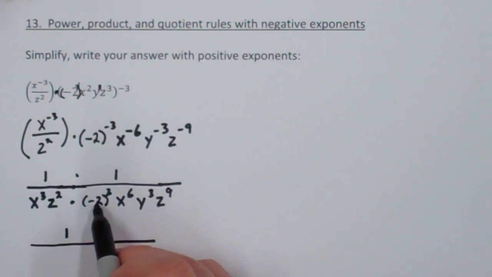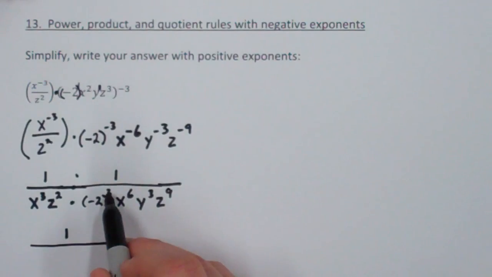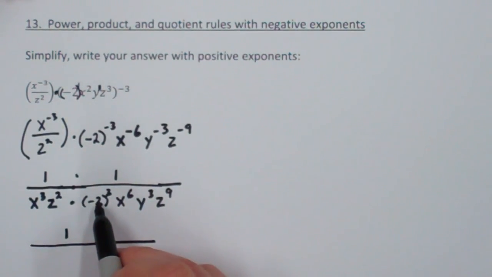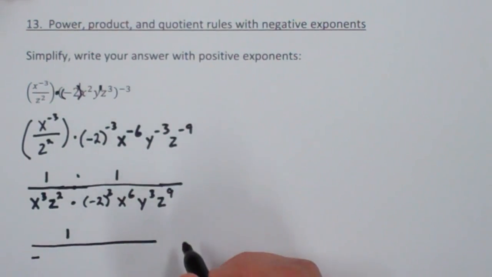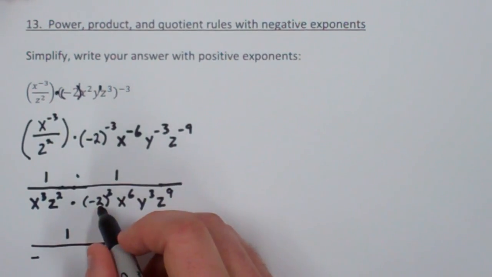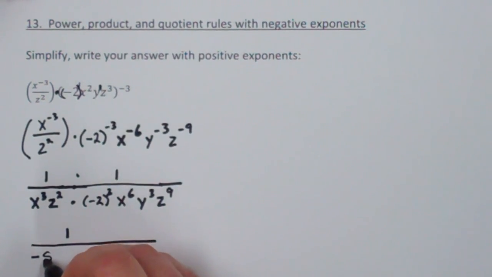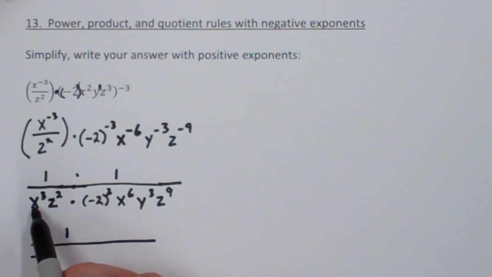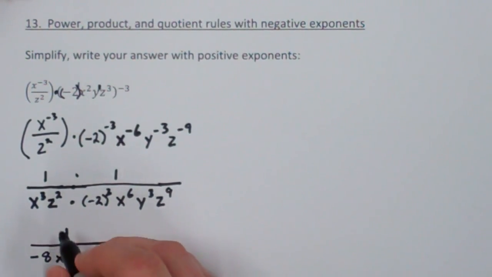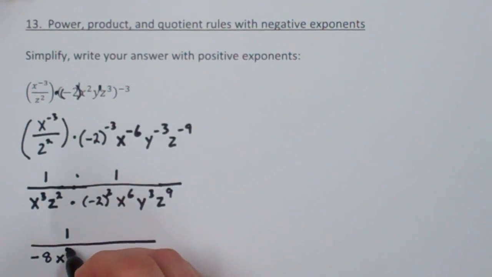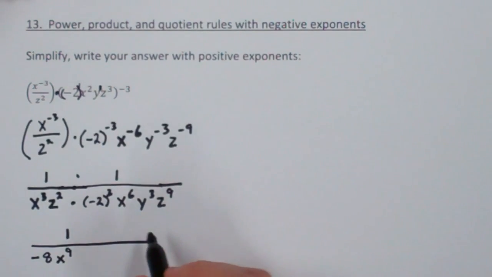If we take care of the number part first, -2 to the 3rd power is -2 times -2 times -2. Well, we have an odd number of negative signs being multiplied, so we know the result is going to be negative. And then 2 times 2 times 2 is 8. On the bottom we can see x to the 3rd and x to the 6th. We're multiplying those bases together, so we add the exponents. That would be x to the 9th.